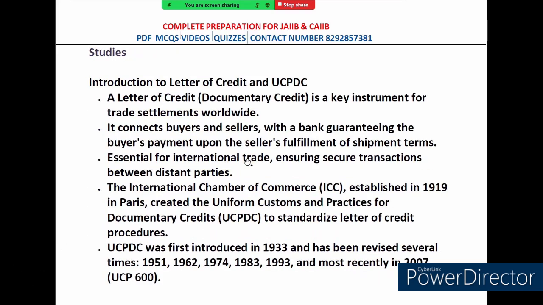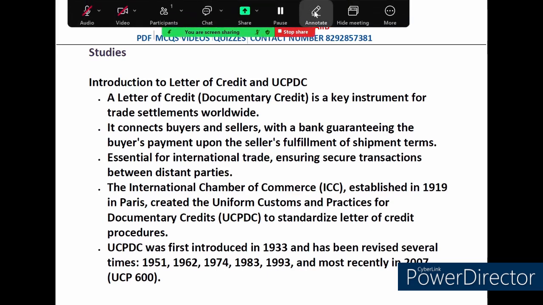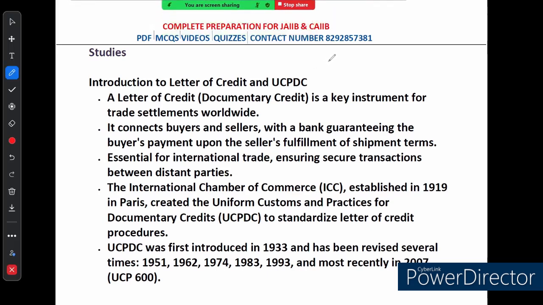This is regarding introduction to letter of credit and UCPDC. So what exactly is a letter of credit? Think of it like a safety net that connects buyer and seller across different countries. So imagine you are a seller, shipping goods halfway around the world to a buyer you have never met. Naturally you would want some assurance that you would get payment, right? That is where letter of credit comes into the picture.